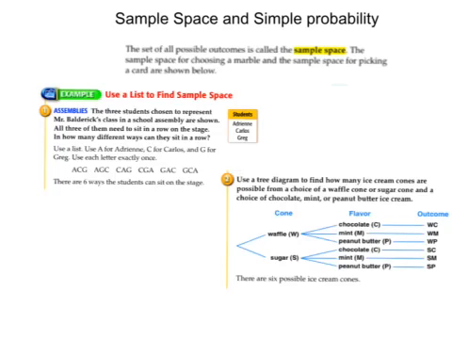So an example would be if you were to roll a dice, you would have six outcomes. You could land on a 1, 2, 3, 4, 5, 6. So the sample space of rolling a dice is 6.